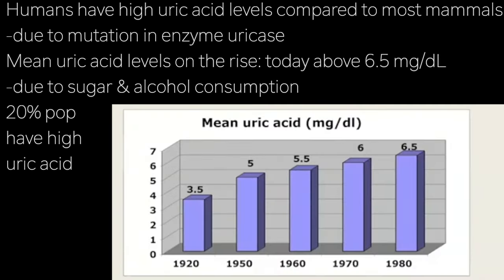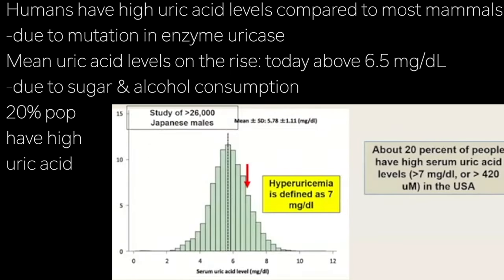In 1920, in the United States, the mean uric acid level was 3.5. 5 was considered markedly elevated back then. Then by 1960, 5.5 was the mean, and 6.5 was viewed as really high. Today, it's not uncommon to have uric acids of 6, and so now 7, or some places say 8, is high. So we keep changing what's high, because every decade it's going up. And it's going up because of the sugar and the alcohol and all the foods we're eating that are driving the uric acid up. So now maybe 20% of the population have hyperuricemia, especially men.